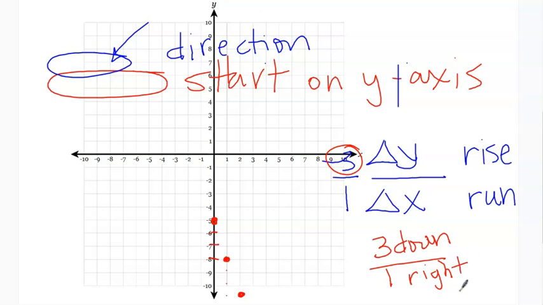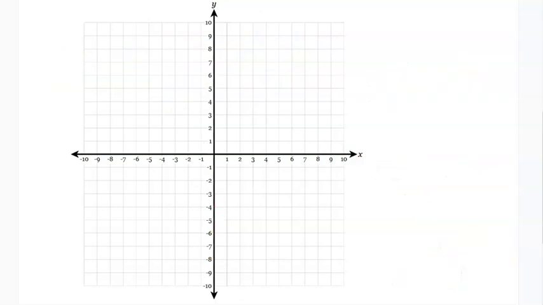What you can also do is reverse it. Instead of going down and right, you can go up and left. 1, 2, 3 up, 1 left. Repeating that, and you'll see that straight line appear. Now I'm going to remove my drawings and zoom back out.